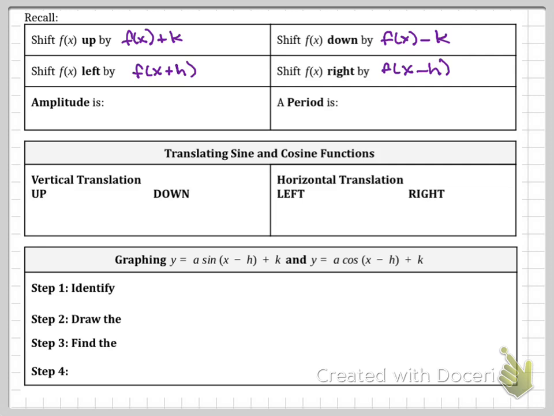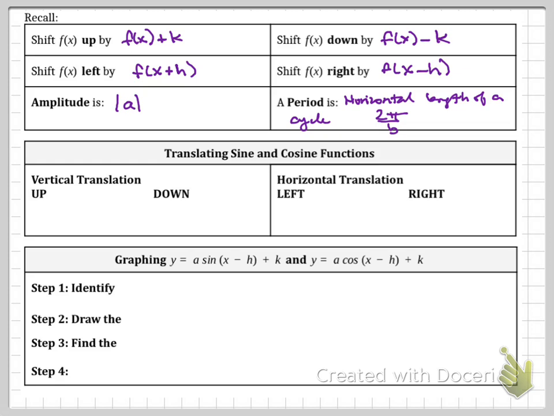Amplitude is the absolute value of A. It's half the distance from the maximum to the minimum. The period is the horizontal length of a cycle. So we know that as 2 pi over b.